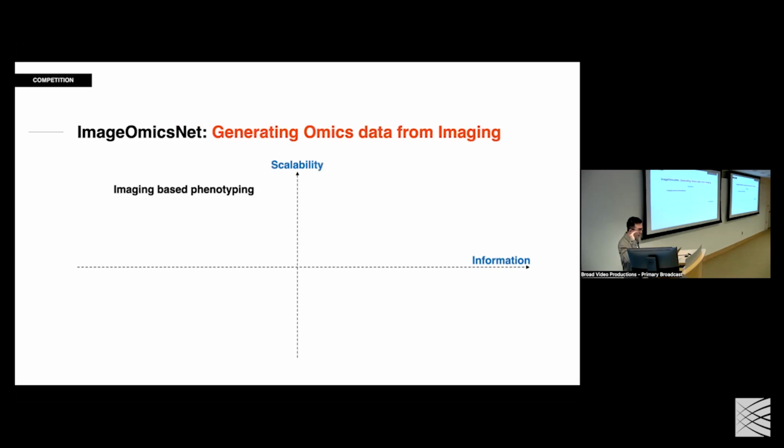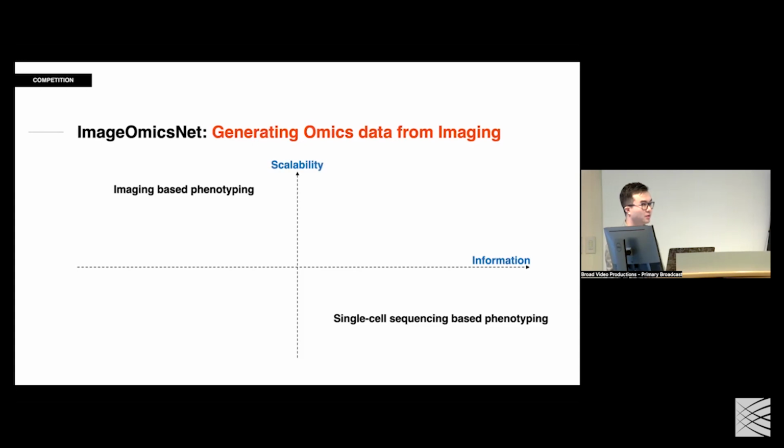So if you think about how we really do this phenotyping, there's the imaging-based phenotyping approach, which can be very scalable. At the same time, you can also do single-cell sequencing-based phenotyping, where you will get a lot of information about the cell state. But we're thinking about how to combine these two so that you can achieve scalability and, at the same time, generate a lot of information about the cell state.